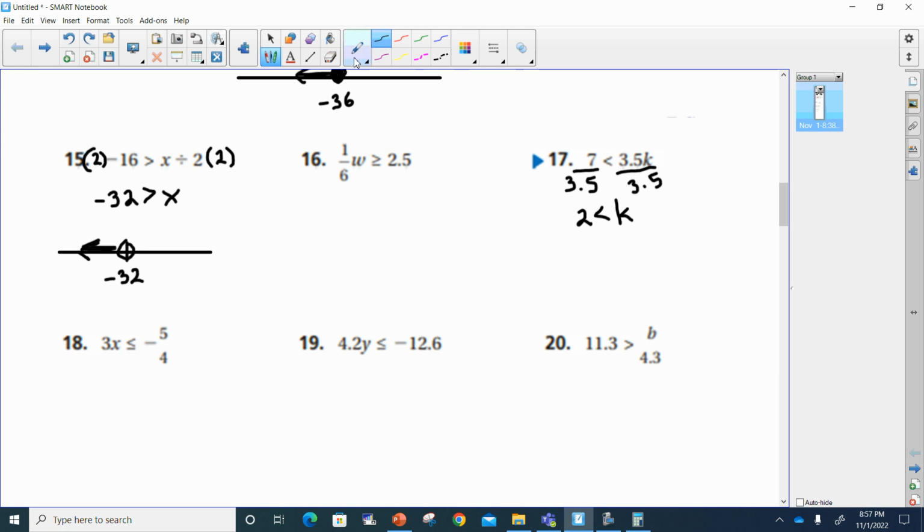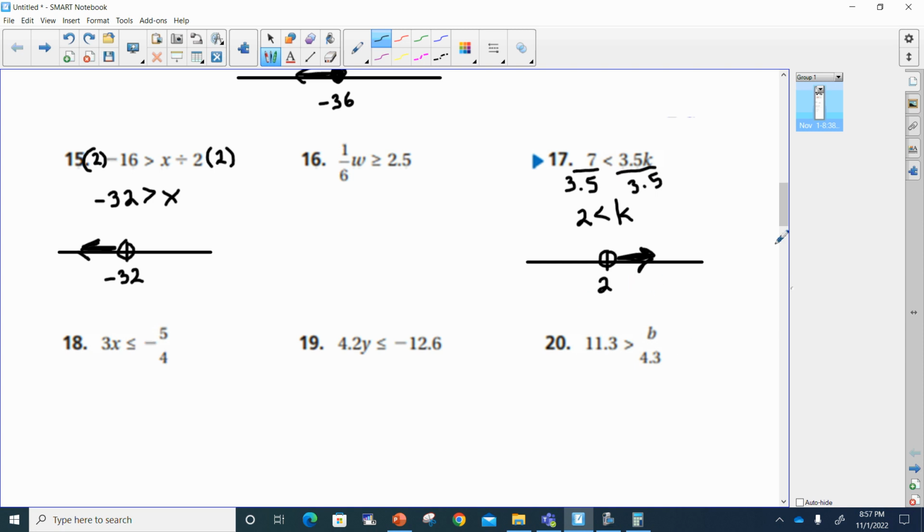When I'm going ahead and making a line out of this, I see that this is going to put me at 2. This is going to give me a circle, not a dot, because there's no line under there. And since k is bigger than 2, I'm going to go to all of the numbers that are bigger than 2.